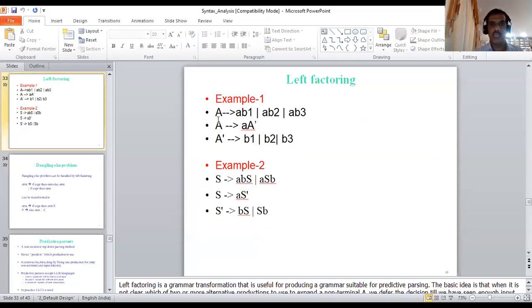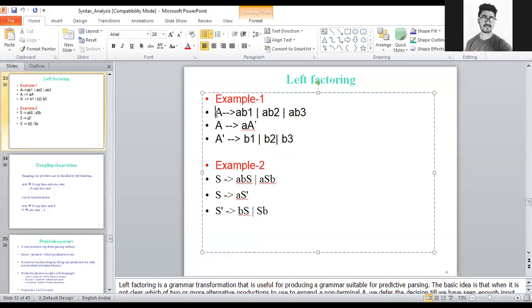Now, do you have any left factoring here? Any one of you? Hello? Are you with me? Is there any left factoring here? Yes, sir. Which one? The first one is having left factoring. Why is it having left factoring?